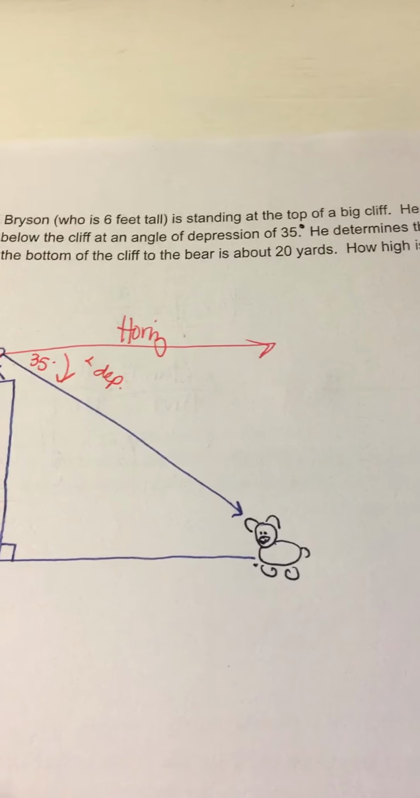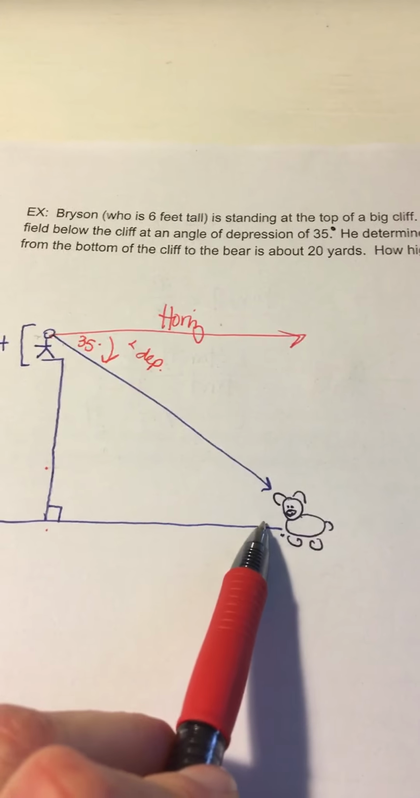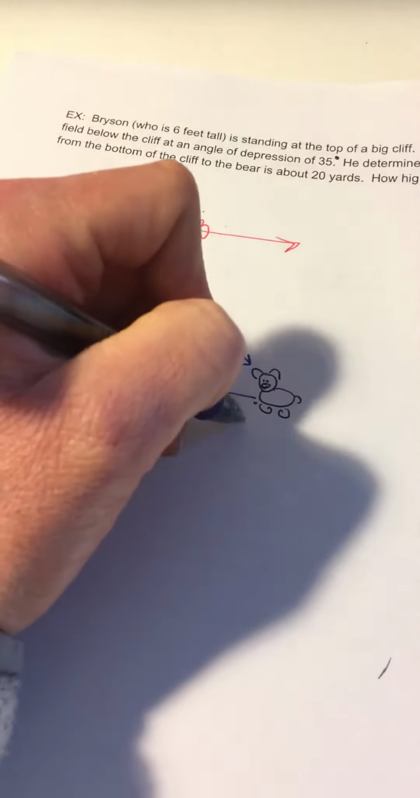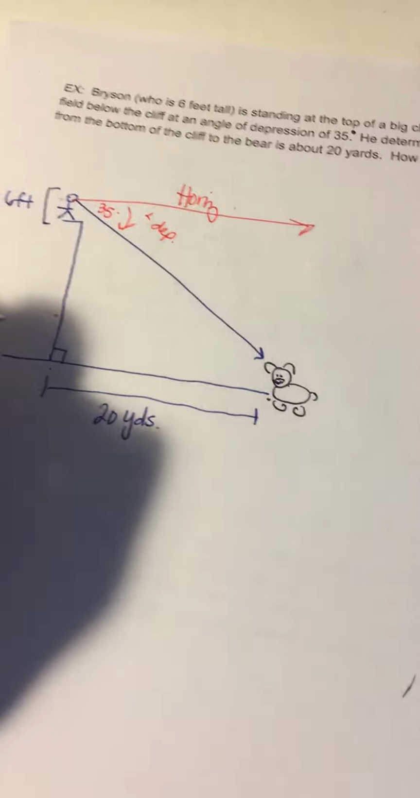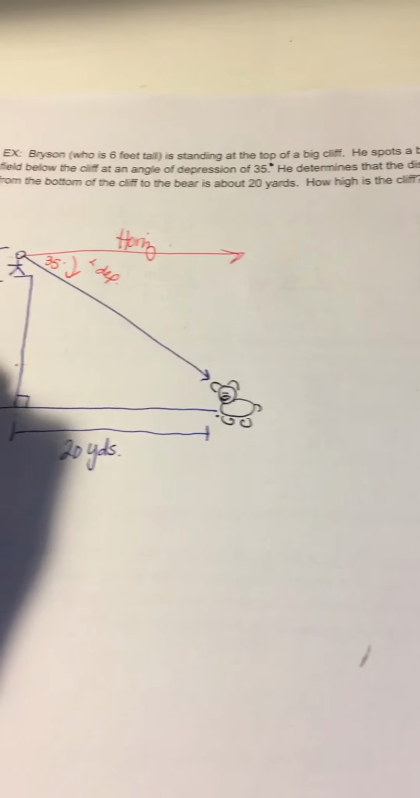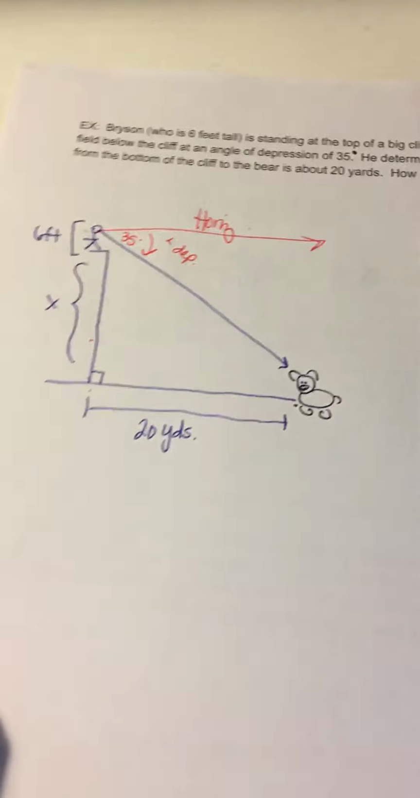And the question says he determines the distance from the bottom of the cliff to the bear is about 20 yards. So I'm going to put 20 right there. Bottom of the cliff to the bear is 20 yards. And the question is asking how big is the cliff? So what they're asking is, what is this actually?